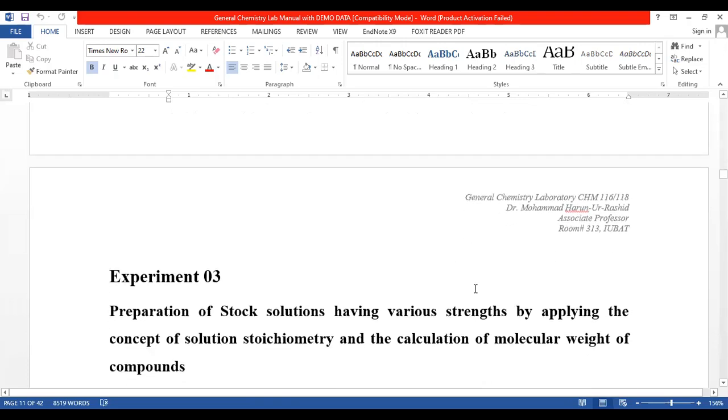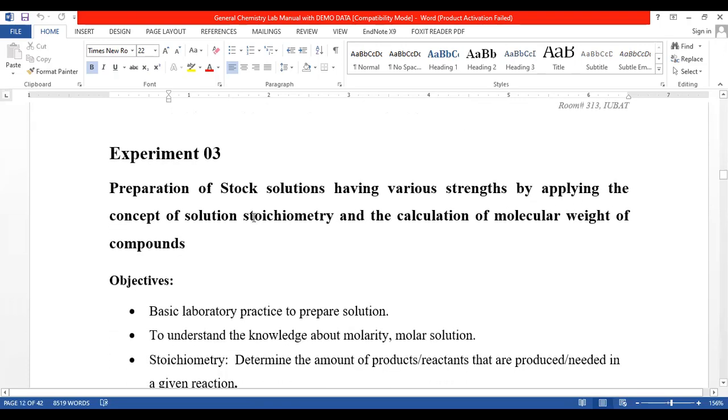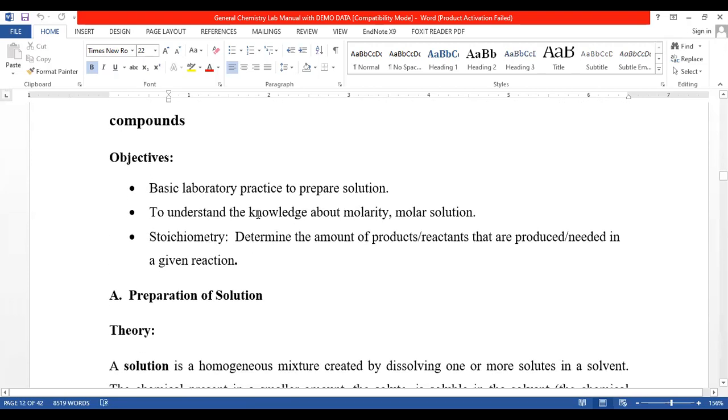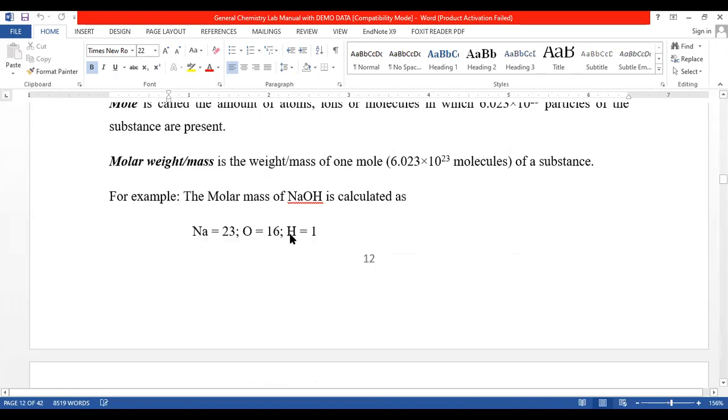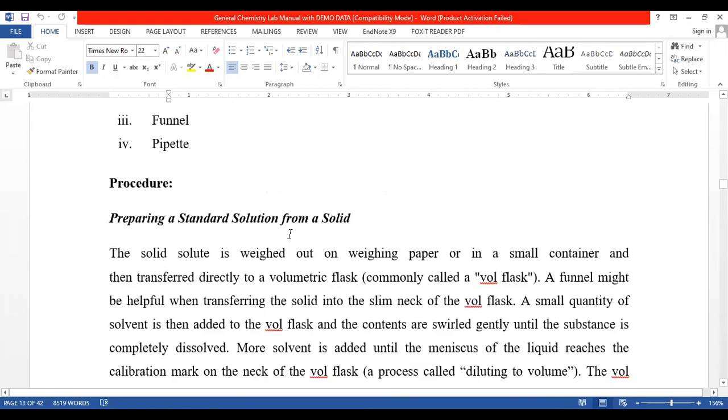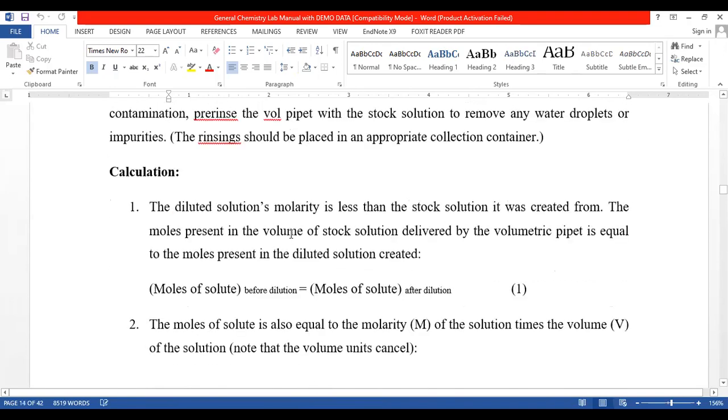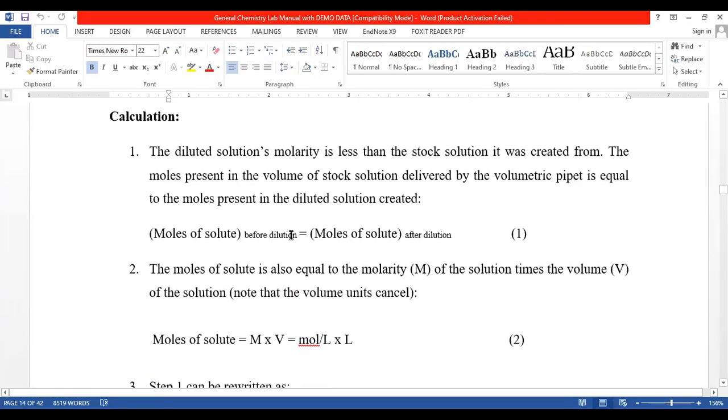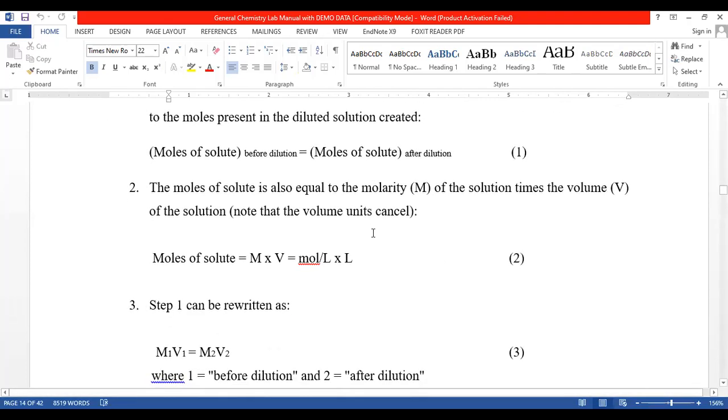All right, then we conducted the preparation of stock solutions of various strengths by applying the concept of solution stoichiometry and calculation of molar weight of the compound. Here, all these are theoretical background, so you can easily write it for your understanding, the preparation of stock solution. Actually, we will not calculate here; rather, this calculation will be done in the acid-base titration. There we usually calculate the concentration of the unknown solution.